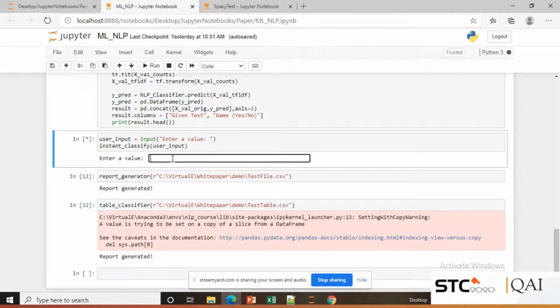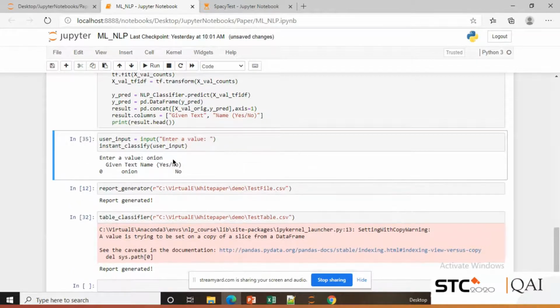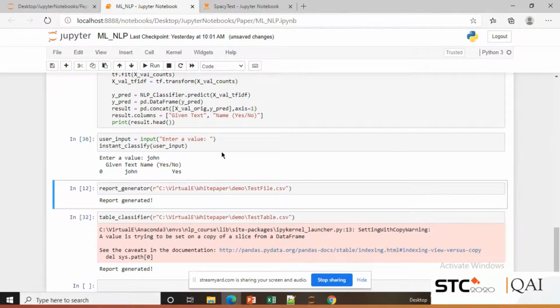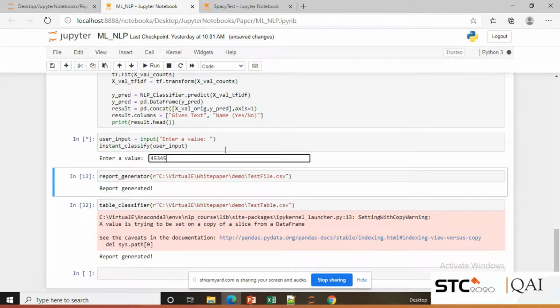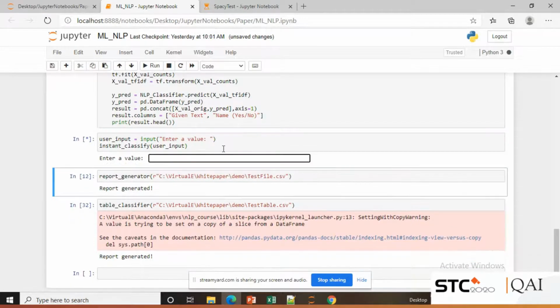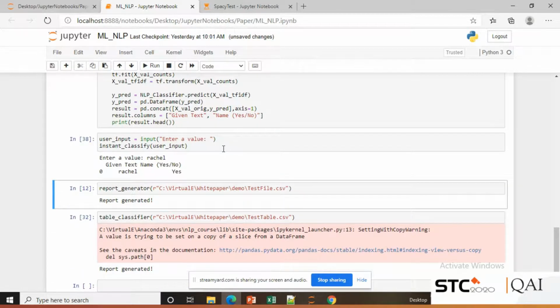Let's see if we give onion. So it is classifying it as no. If you see, the given text is onion, and it's saying no, it's not a name. Let's give a common name. It is classifying it as yes. What if we give some arbitrary value? So it is saying no. Let's try with another name. So if you see, it is behaving like our human brain. It can understand which are the words, which are names. Whenever we are giving names like Rachel and John, it is saying yes. But if we give something else, it is straight away telling us no, it's not a name. It has developed that intuition, like our human brain. It is behaving like that.